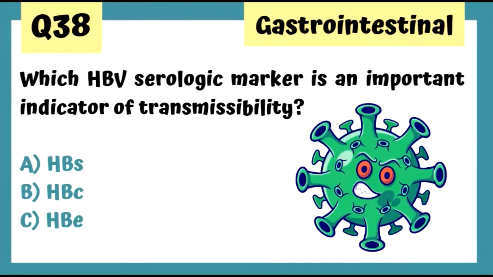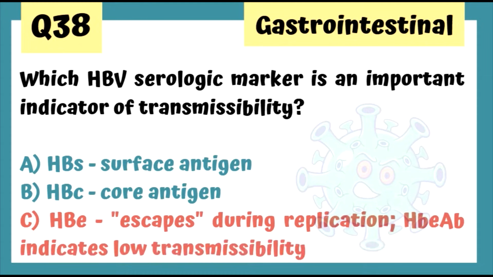Question 38. Which HBV serologic marker is an important indicator of transmissibility? And the answer is HBeAg, because it exits and transmits to others. It escapes during replication. HBe antibody would indicate low transmissibility because you're fighting against it.